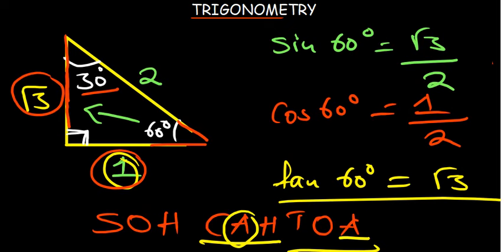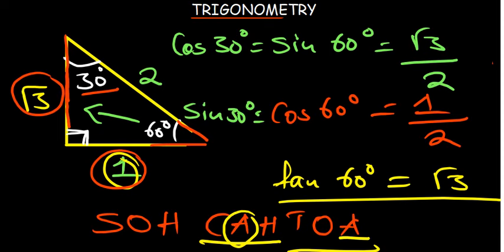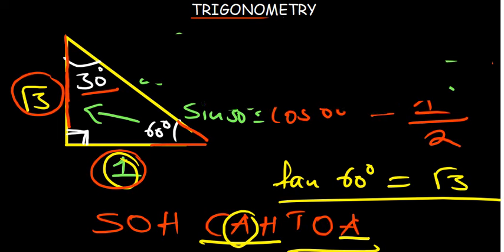Okay, so I'm sure you've noticed one thing. Sine 60 is basically equivalent to cos 30, right? And then sine 30 is equal to cos 60. So you can also know that to help you remember faster. Okay, so these are the major identities from this triangle.